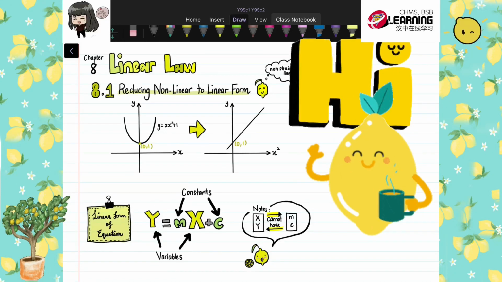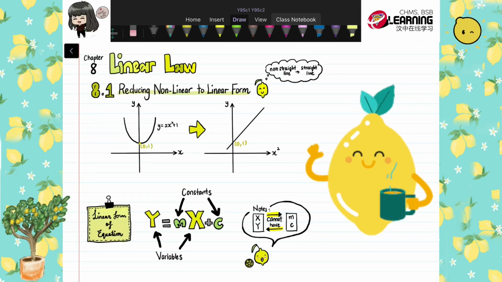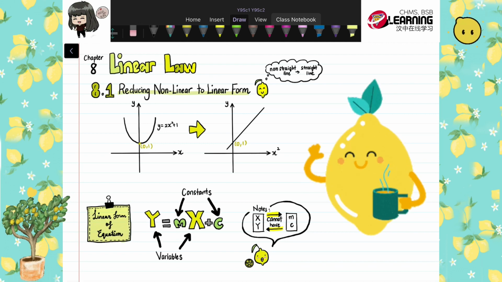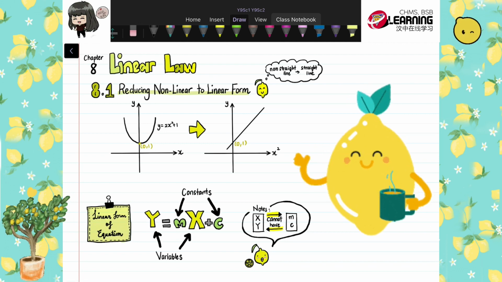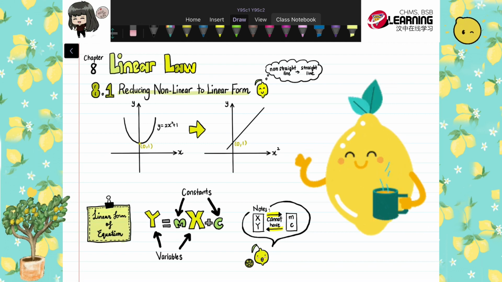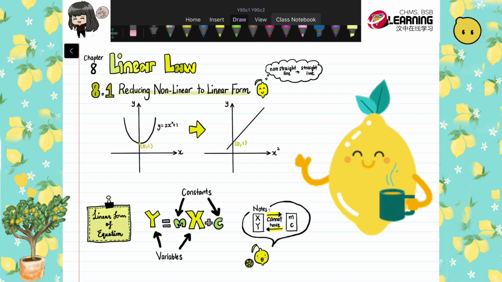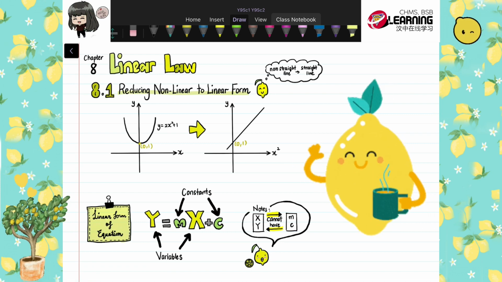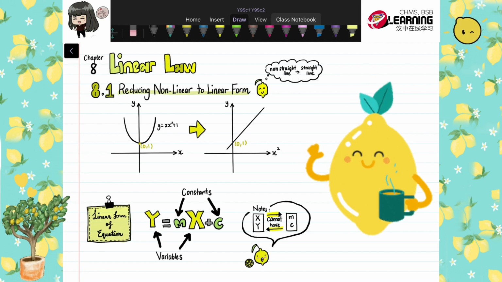Hi friends! Welcome to chapter 8, Linear Law. So we have done our previous chapter 7 already. So at last, we can continue our next lesson, next topic. Alright? So before that, let's check our previous homework first.